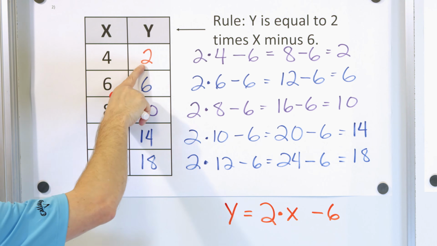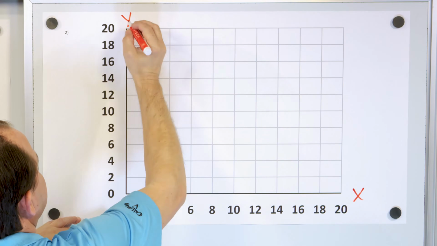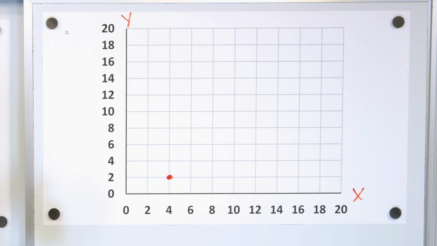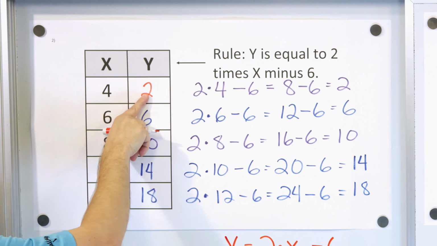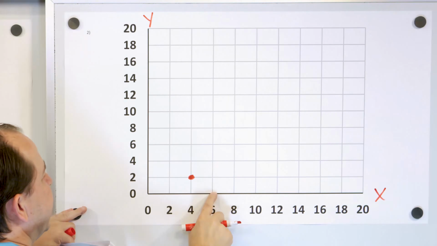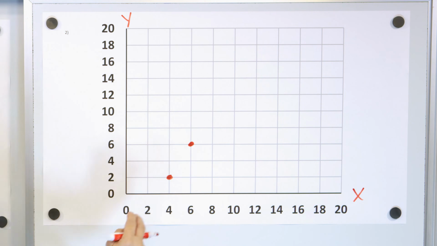X is 4, y is 2. X, don't forget, is this direction, and y, don't forget, is this direction. X is 4, y is 2. That means there's a point right here because it was 4, 2. Here we have 6, 6. X is 6 and y is also 6. That means there's a point right here.